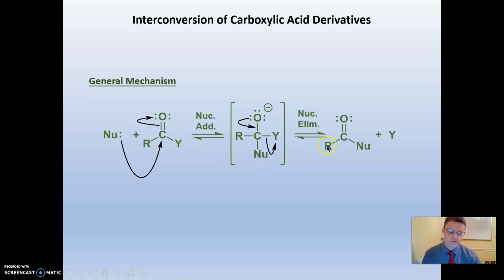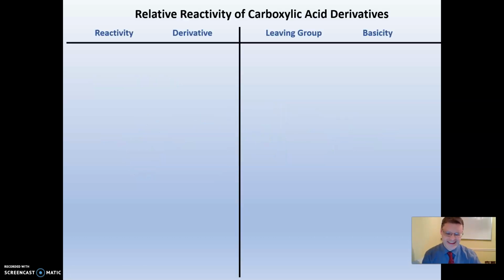Now, some of them may have an additional step, which is a proton transfer, if the nucleophile has a proton attached to it that can come off in the last step. And you'll probably see some of that in some of the mechanisms I'll show in a later video or two or three. Okay, so different carboxylic acid derivatives have different reactivity. I want to talk about a couple reasons why that is.